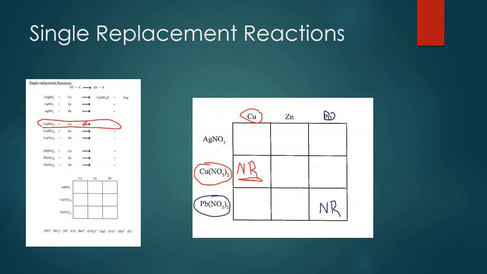We're going to stay in the copper column using the copper 2 nitrate, and now we're going to react it with zinc. So this is the space where we're going to be recording our next observations. So copper 2 nitrate with zinc. This guy here.